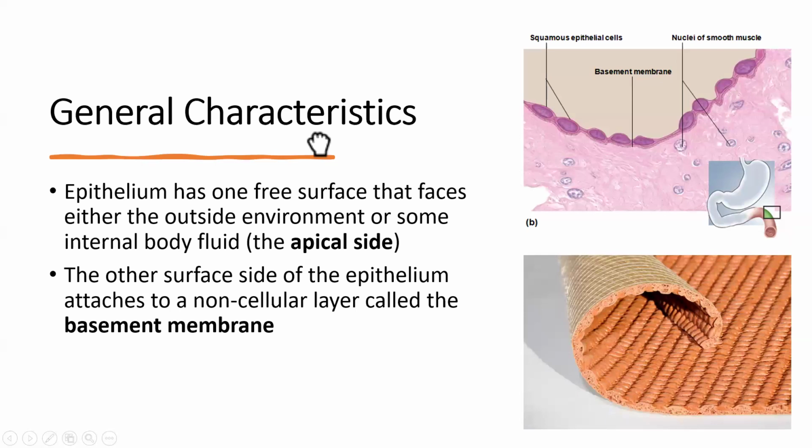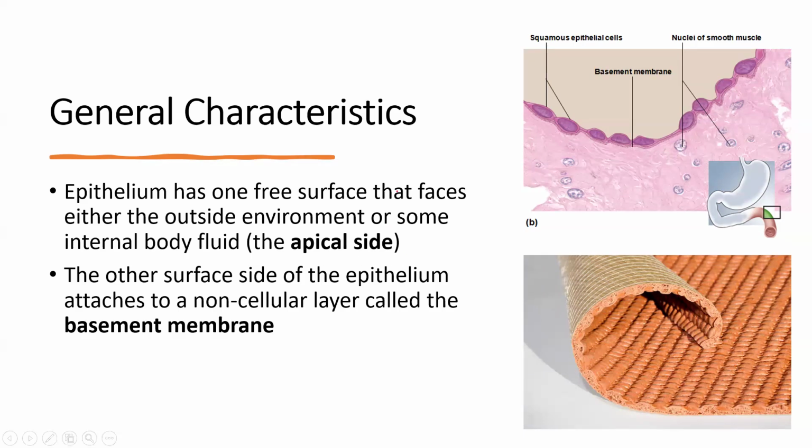to be learning. The general characteristic of epithelial tissue is that it has one side that is exposed to the outside environment, or in some cases, it is exposed to some kind of internal bodily fluid. And we call that side that's being exposed the apical side. Apical side. So if you think about a doormat or something like that, the side that you are stepping on, that's equivalent to the apical side.